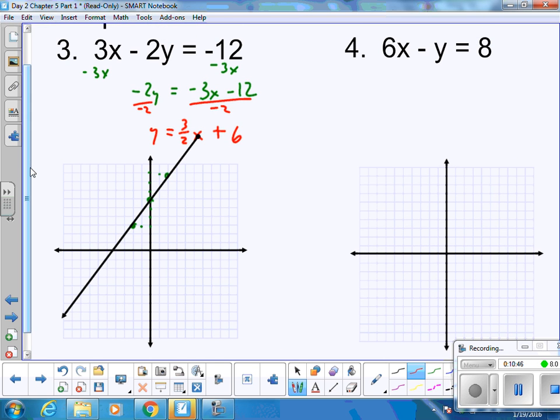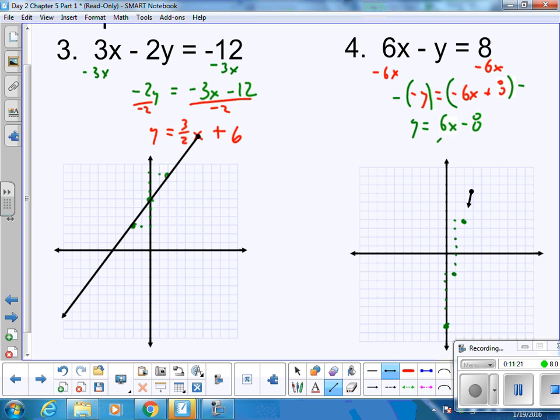This one I'm also going to want to turn into slope-intercept form. y equals negative 6x plus 8. I'm going to multiply or divide everything by negative 1 because I want y to be positive. It's at negative 8. 1, 2, 3, 4, 5, 6, 7, 8. And it looks like it's a positive slope, and it's by 6. So it's a big one. All right. So there is my line. Ta-da!